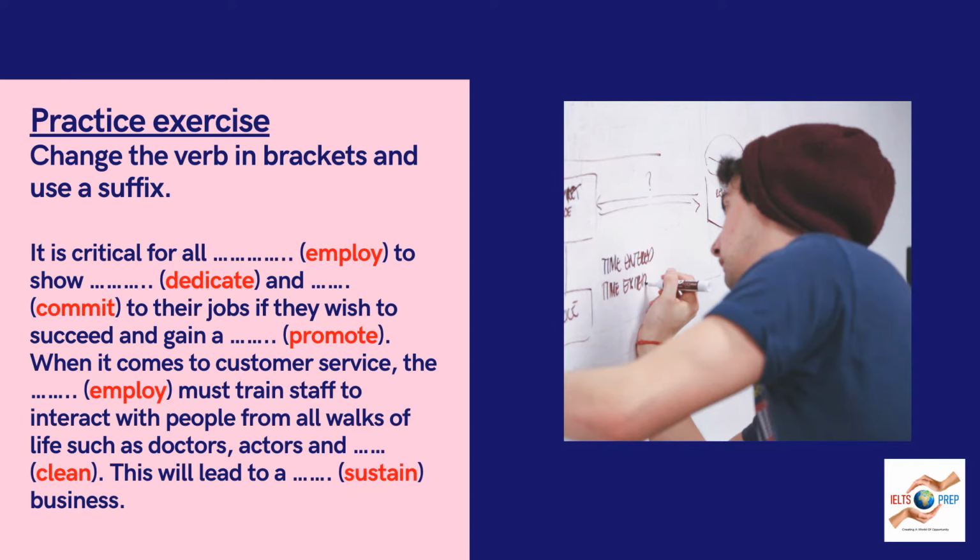We have here a practice exercise. I'd like you to pause the video and change the verb in the brackets, add a suffix to create a new form of the word. So instead of using employ, you're going to change that root verb. You're not going to use a synonym. You are only going to add a suffix to change the word employ into a different form. So pause the video and have a go.